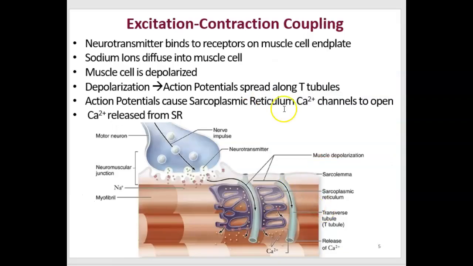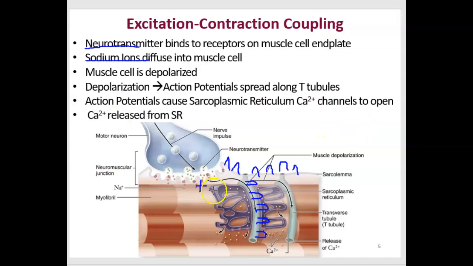Now, how is that coupled to contraction? That's just excitation. What happens is the end plate has become depolarized due to the neurotransmitter and sodium ions, and action potentials occur along the length of the cell membrane, just like in a neuron. But remember, the cell membrane has these deep extensions that we call T-tubules, or transverse tubules, and so the action potentials move deep into the muscle cell.